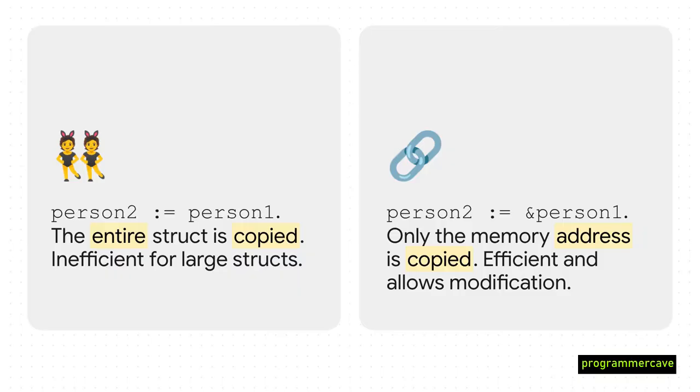Now, if that struct is huge, that's incredibly slow and wasteful. The solution is what you see on the right, using a pointer. That little ampersand gives us the memory address. So instead of copying the whole house, we're just copying the street address, which is tiny and super fast.